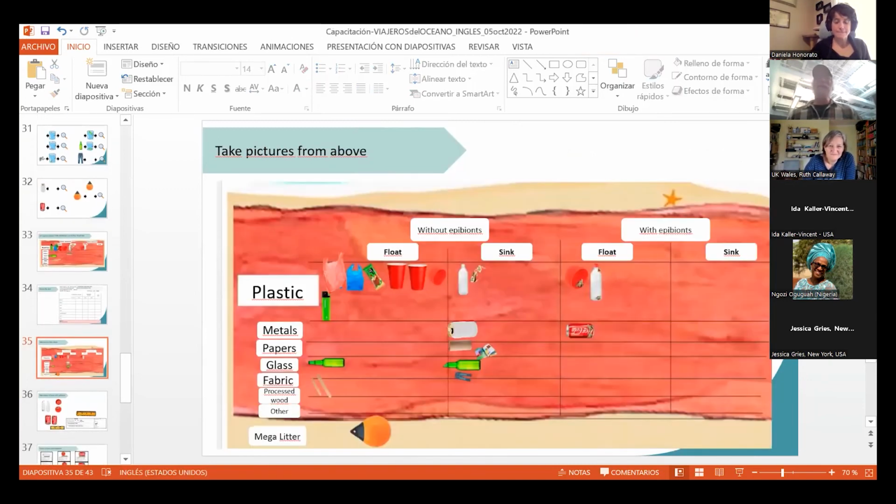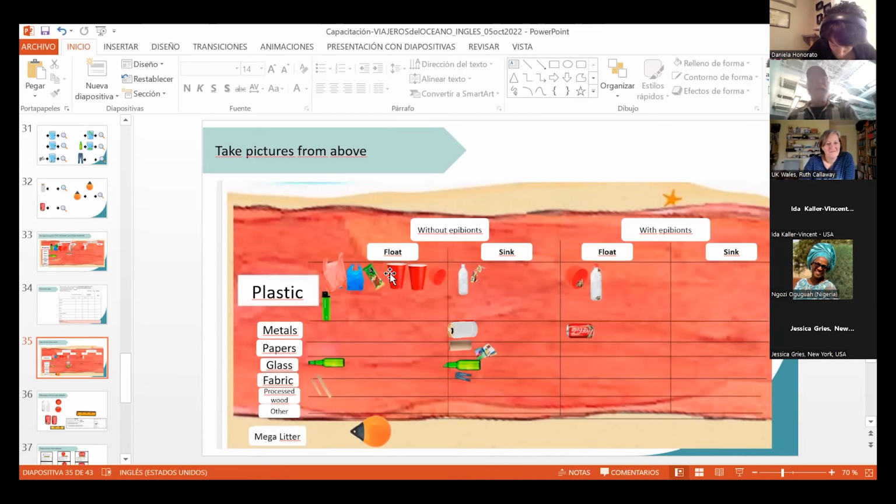But don't forget, take this overhead picture of all the litter spread out on the sheet in the different categories. Organize the litter so that it can be easily counted from the picture, because this picture is very important. If we don't have this picture, it's basically as if there was no sampling. So this picture is very important for the validation of the data.